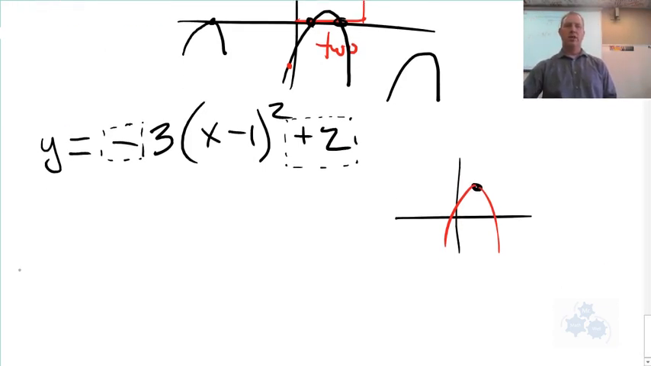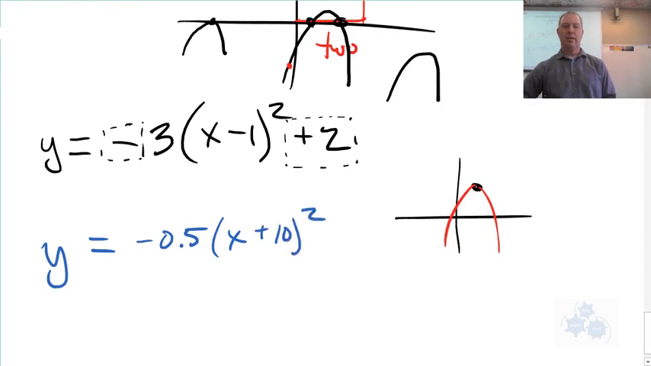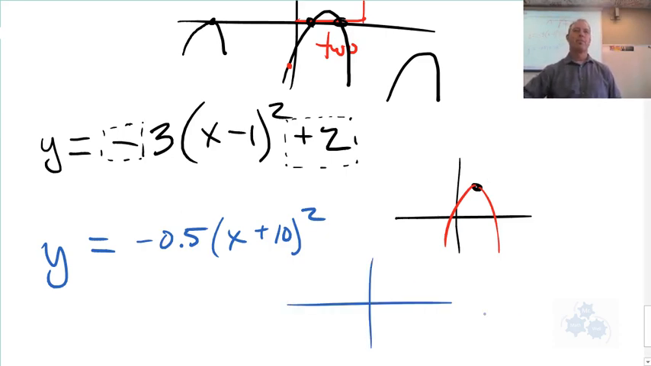Okay, one more. I'll give you a tricky one. y equals negative 0.5 (x plus 10) squared. That's it right there. How many intercepts there? 2? Anybody agree or disagree? Who disagrees? Hint, hint.